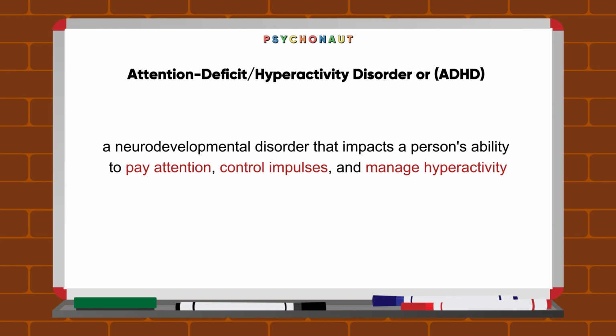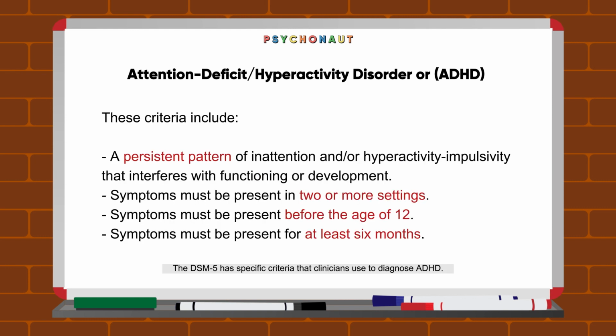Attention Deficit Hyperactivity Disorder, or ADHD, is a neurodevelopmental disorder that impacts a person's ability to pay attention, control impulses, and manage hyperactivity. The DSM-5 has specific criteria that clinicians use to diagnose ADHD. These criteria include a persistent pattern of inattention and/or hyperactivity-impulsivity that interferes with functioning or development. Symptoms must be present in 2 or more settings. Symptoms must be present before the age of 12. Symptoms must be present for at least 6 months.